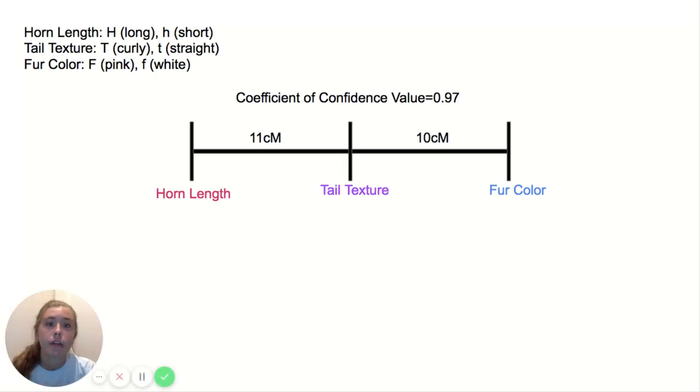So for this video, we're going to be using unicorns and assuming they are eukaryotic diploid organisms. Our three loci we're going to look at are horn length, tail texture, and fur color, each with one dominant and one recessive allele. This is our genetic map that we're going to be using as an example, and our coefficient of confidence value is 0.97.